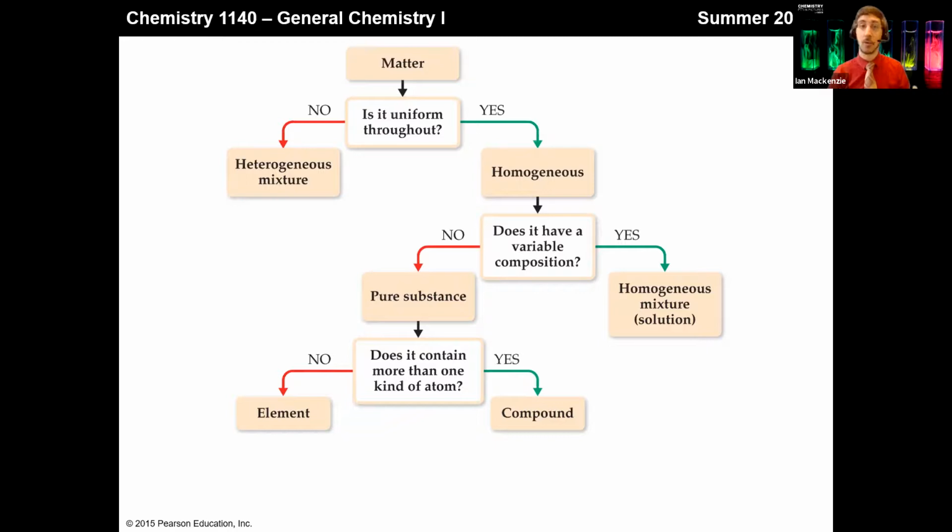It may be a mixture or it may not, but that's where we say, okay, within that sample, does it have variable composition? That means if I look at all of the components in that sample, are they all identical? Or are there some that are different, even if they're evenly distributed? If there are some that are different, that would be variable composition, and I would have a homogeneous mixture.